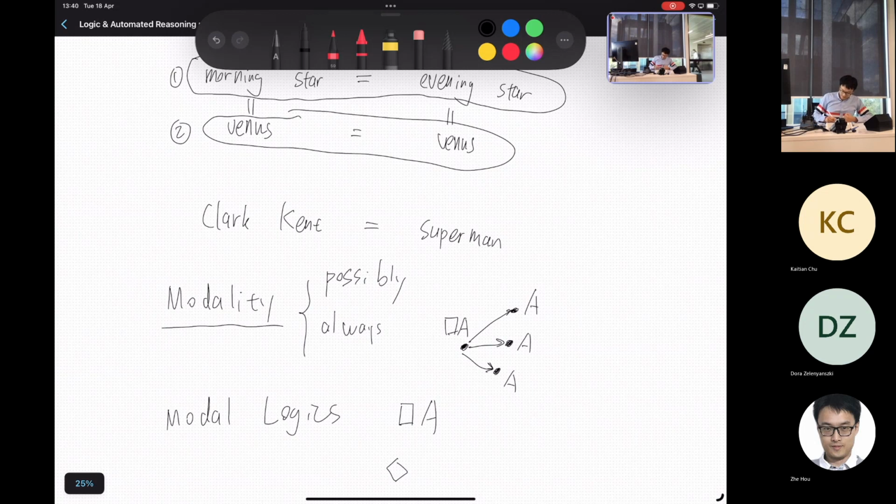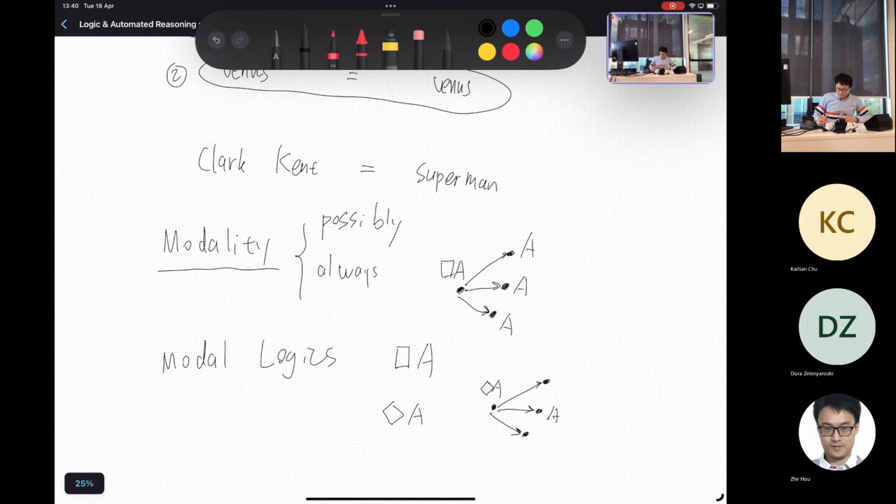And diamond A says you are here, diamond A is true here, and you can reach 3 other worlds. Then at least one of them makes A true. Could be this one, could be the one on the top, or the one at the bottom. So it gives you different ways to express possibilities.